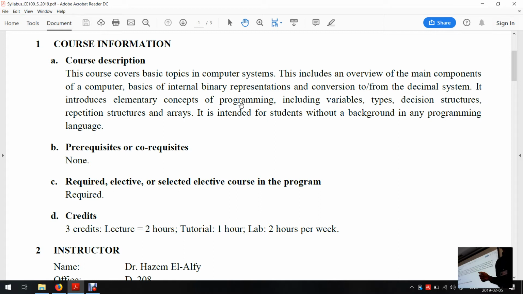So this is why some people think that programming is very difficult, because you have to speak a very simple language. Programming languages are very simple so that the computer can understand them.